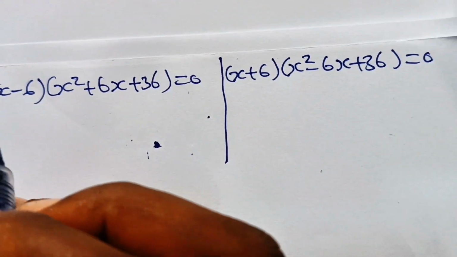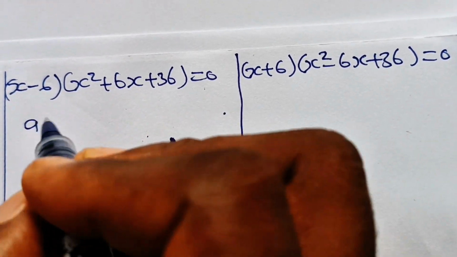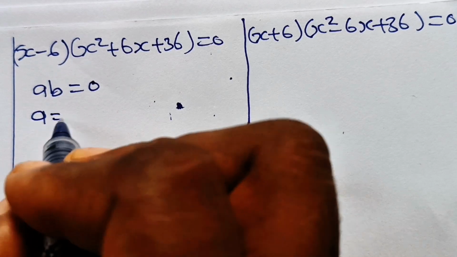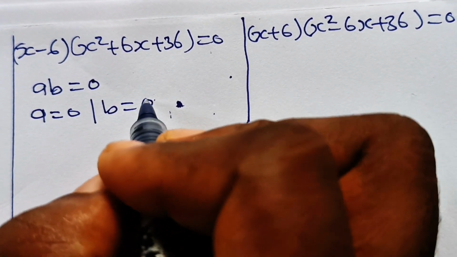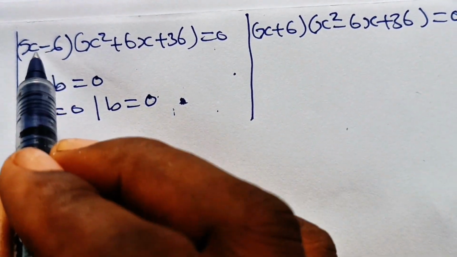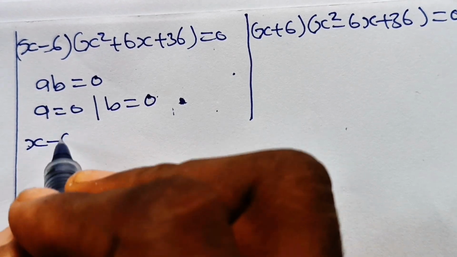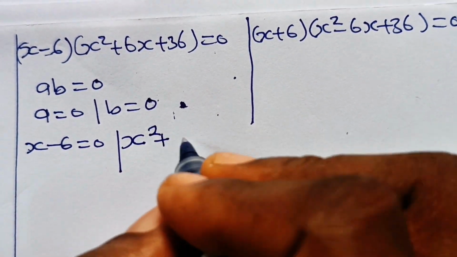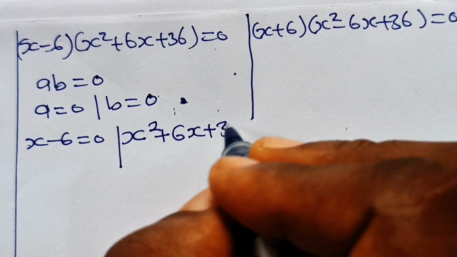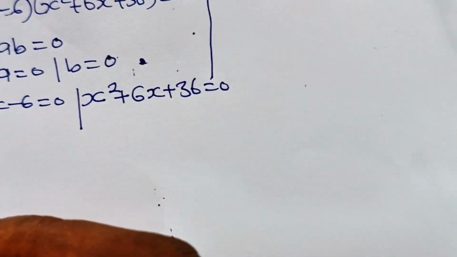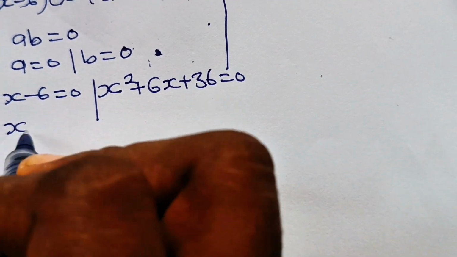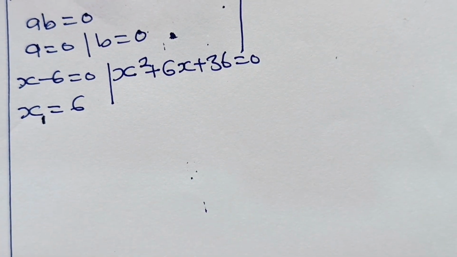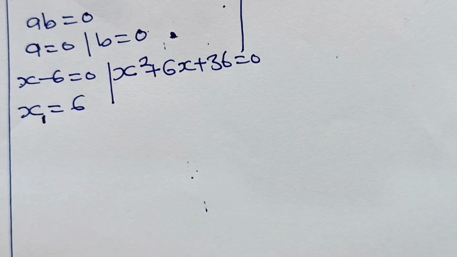is equal to 0. Now recall that a multiplied by b equals 0. It simply means that either a is equal to 0 or b is equal to 0. So we can write this as x minus 6 is equal to 0, or x squared plus 6x plus 36 is equal to 0. Now, from here, we can see that x is equal to 6. This is the first value of x. You are meant to find the 6 values of x. So this is the first value of x.